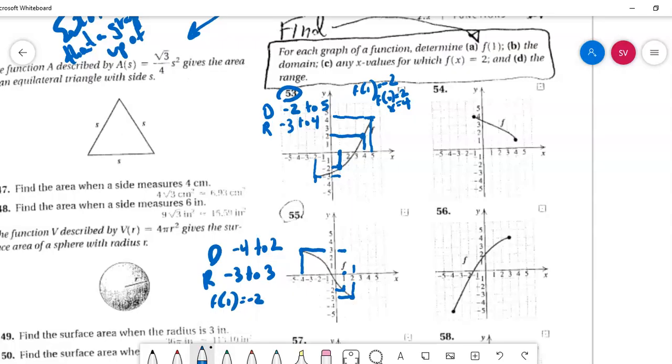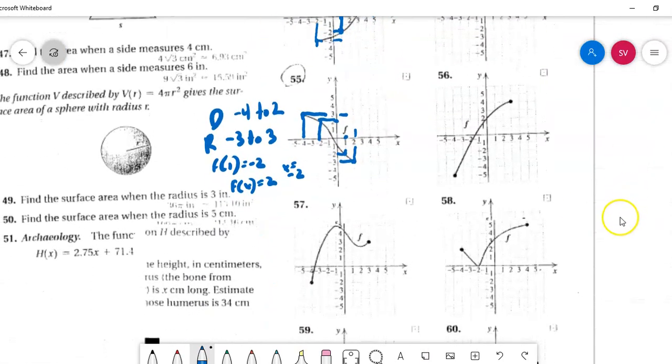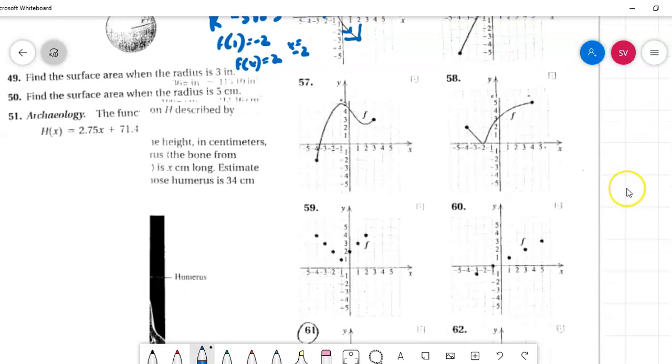Now it says f of x is equal to 2. So what this is saying is when y equals 2, what's x? So locate y equals 2, that's right here. Well, what is my x at y equals 2? Minus 2. X equals minus 2 when y equals 2. And that's how you do these types of problems.